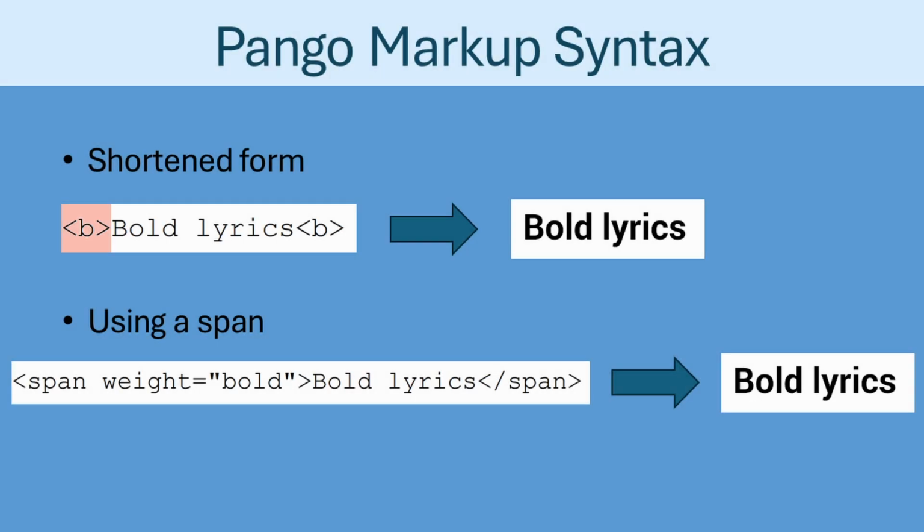Both <b> and <i> are actually shortened forms of a more complex syntax. For most of the settings in the Pango markup syntax, you must place a <span> before the characters and a </span> after the characters. For users who have worked on HTML for websites, this will feel familiar. To change the style of the span, you must add attributes to control the properties you want to change. We can see that the <b> shortened form is the same as using a span with weight equal to bold.